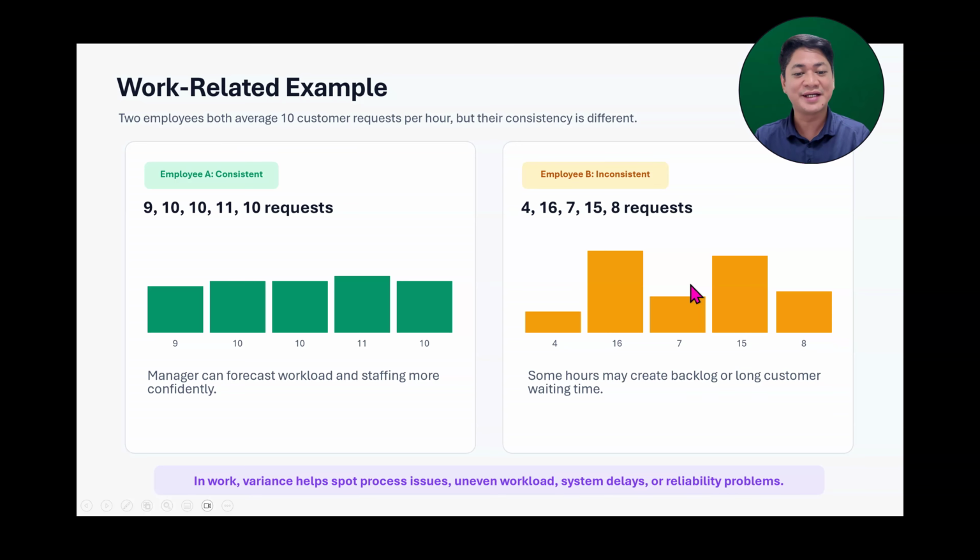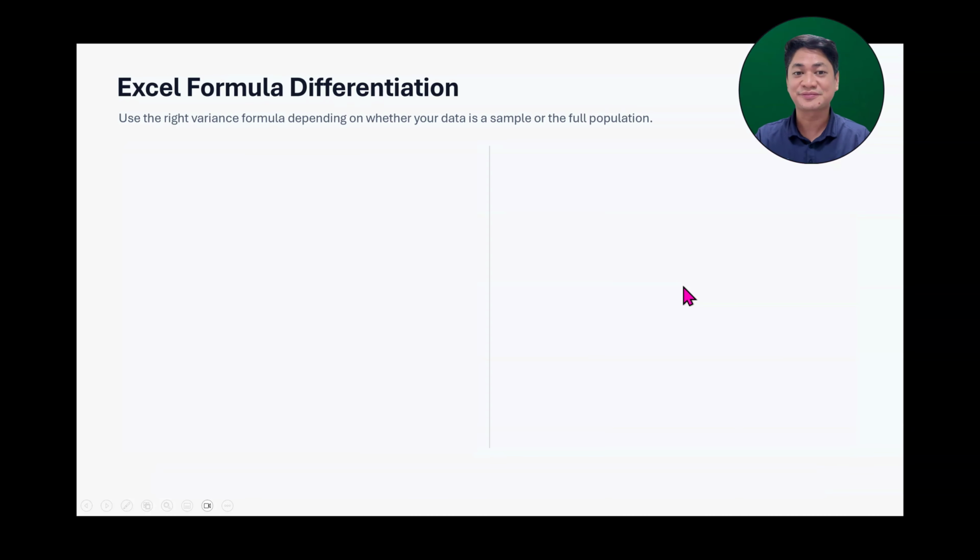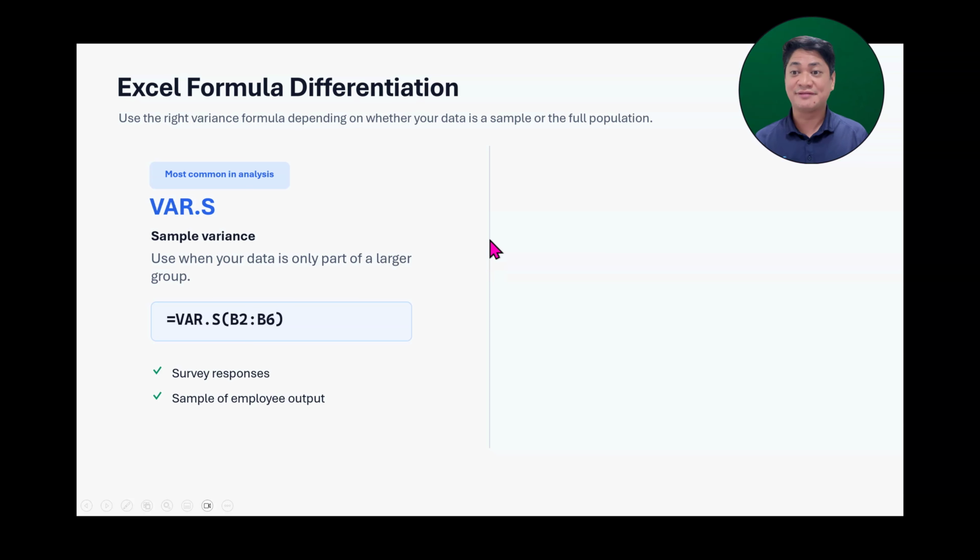In work, variance helps spot process issues, uneven workloads, system delays, or reliability problems. Now in Excel, we can calculate variance in two ways. Using the right variance formula will depend on whether your data is just a sample of the entire data set, or the full population. If what you have is just a sample of the data, not everyone, not every data point, then you have to use the function VAR.S, or sample variance.